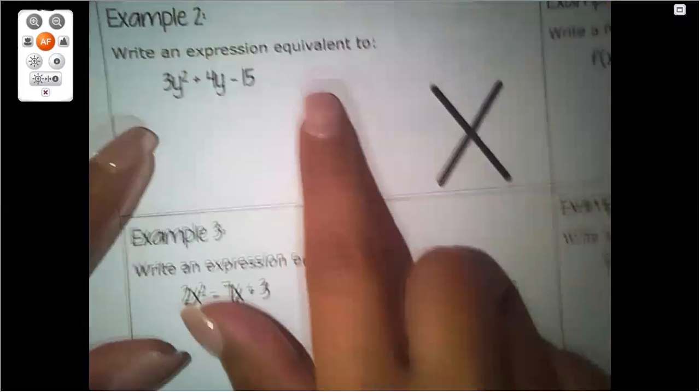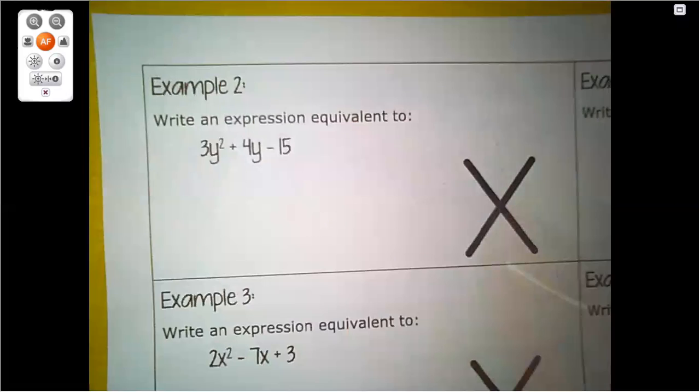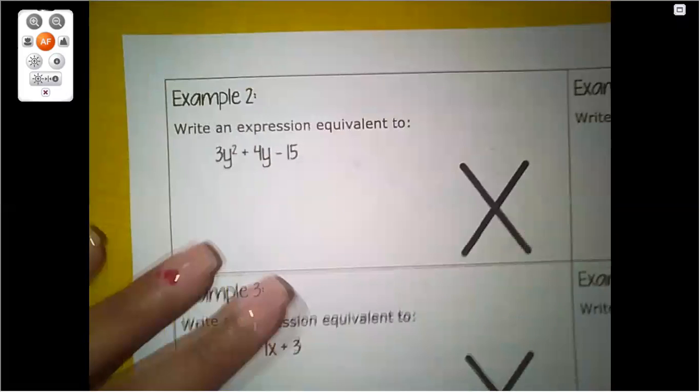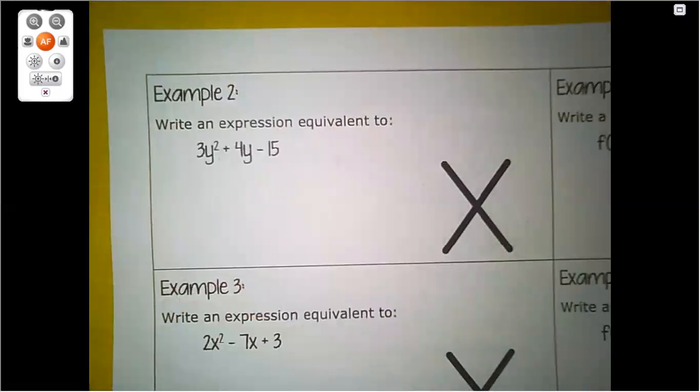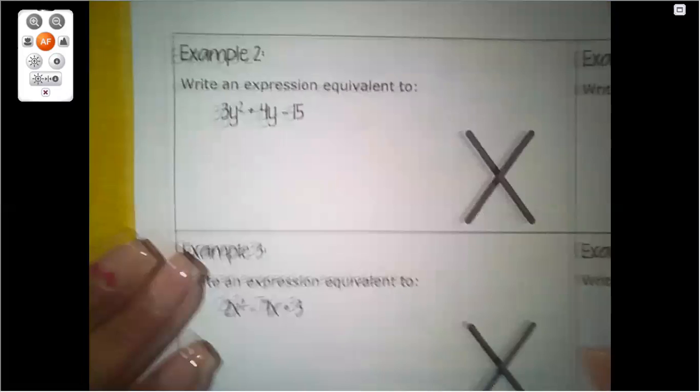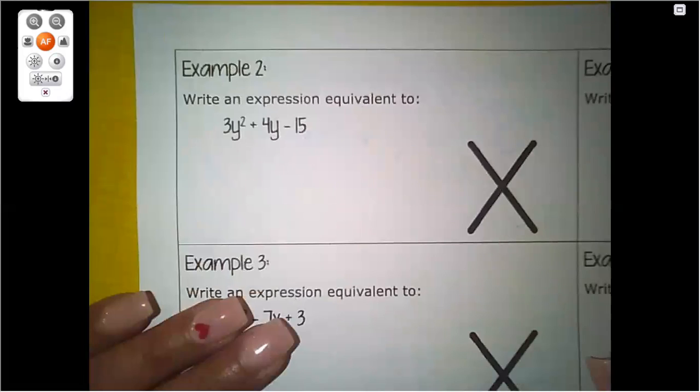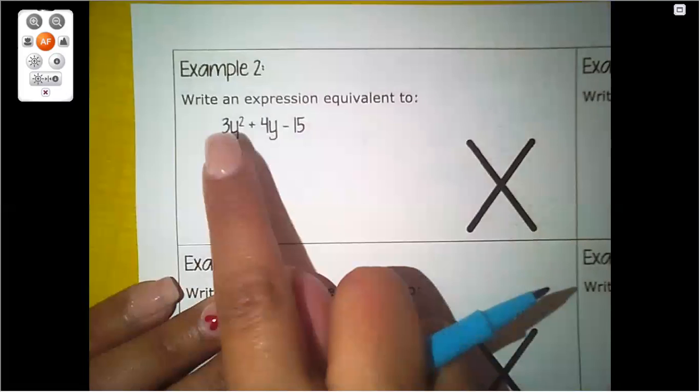So yeah, ready? All right, let's try the next one. As always, I've been trying to include the wording that you would see on the STAR test. The wording would be something similar to write an expression equivalent to. Now, you know that you have to factor, you know that you have to kidnap, because of what? Why do we know we have to kidnap? Because there's a number in front of our squared term.